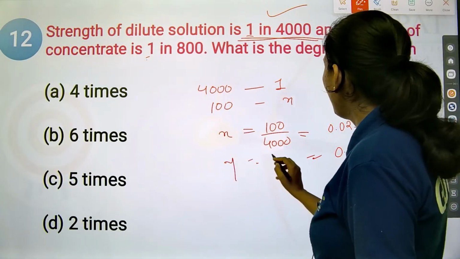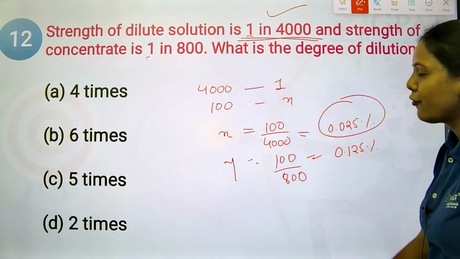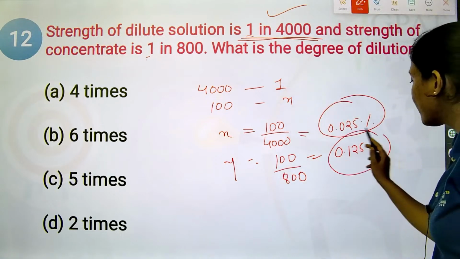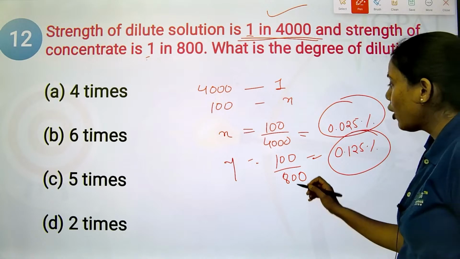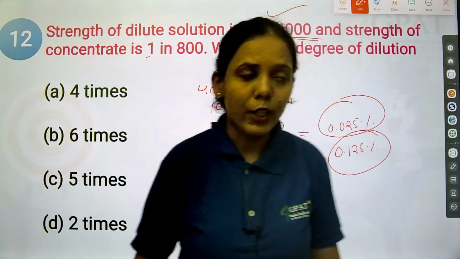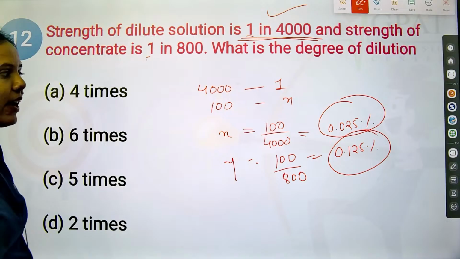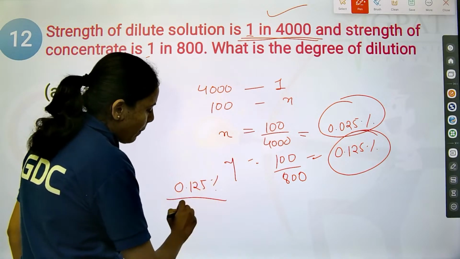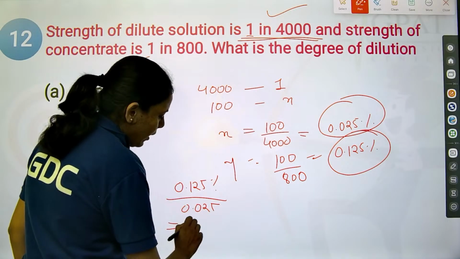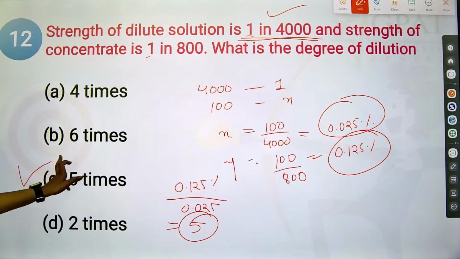So y is equal to 100 divided by 800. So you got the percentage for the dilute solution. You got the percentage for the concentrated solution. Now you can easily substitute into the formula, that is strength of concentrate divided by dilute. What is the strength of dilute? 0.125 percent divided by 0.025 percent. It will give 5. So 5 is the right answer. That is option C.